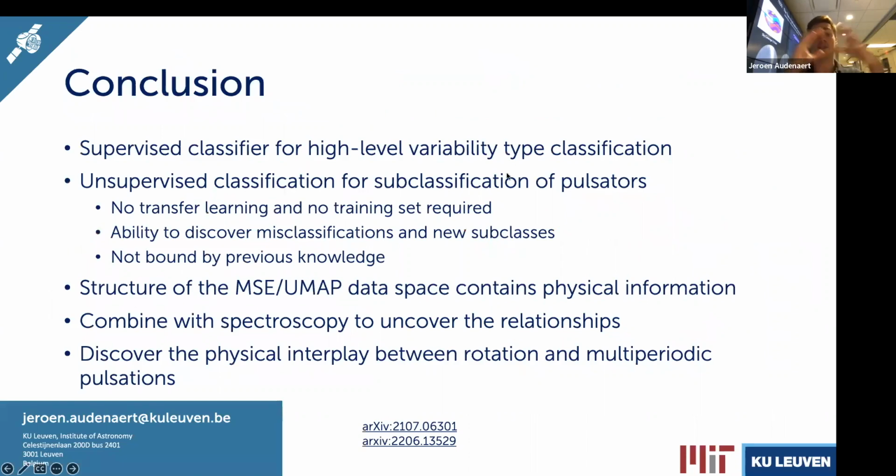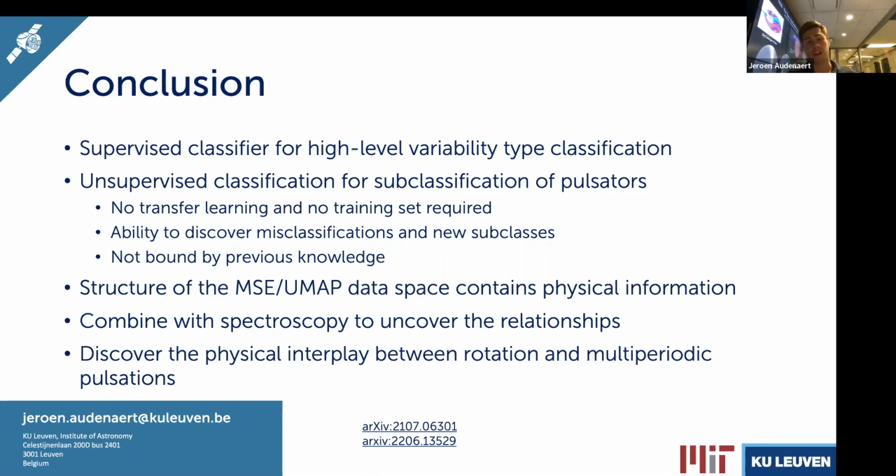Now, to conclude, we used a supervised classifier for high-level variability classification, and then afterwards, we used unsupervised learning for the subclassification of pulsators. And the benefit here is that we also don't need any training set. We can just look at the clusters and then try to extrapolate what we find in one cluster to the whole cluster based on a sample of stars. And we can actually discover new classifications and subclasses as well. And we are not bound by previous knowledge, because in a supervised case, you need labels, so we cannot predict anything for which we have not trained a classifier, while in the unsupervised case, it could actually just end up in a separate cluster.